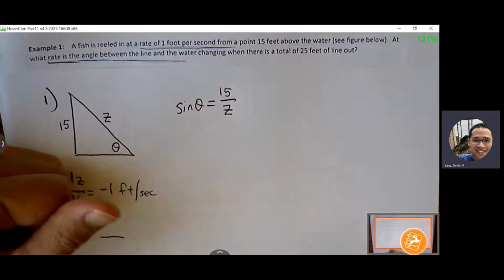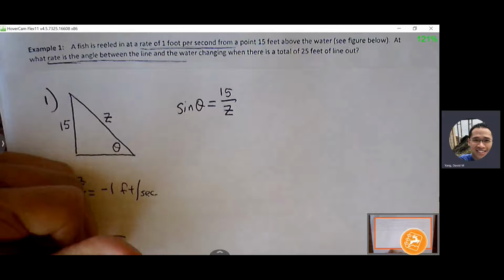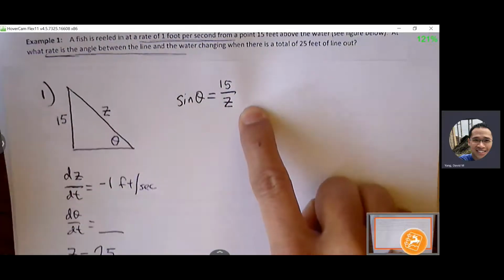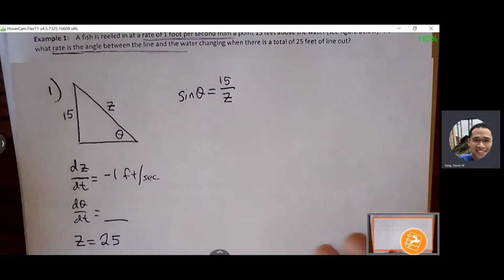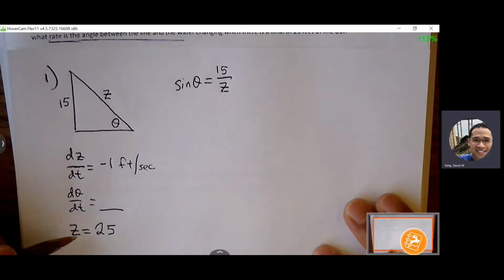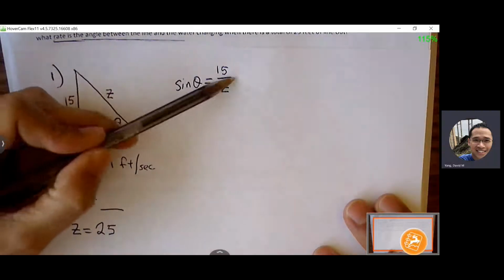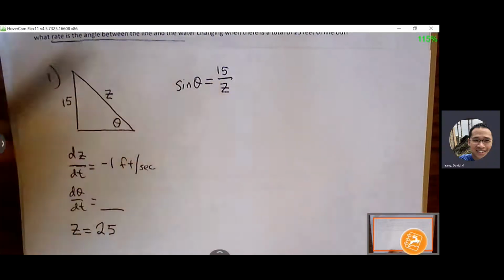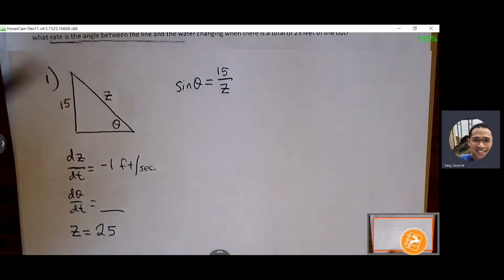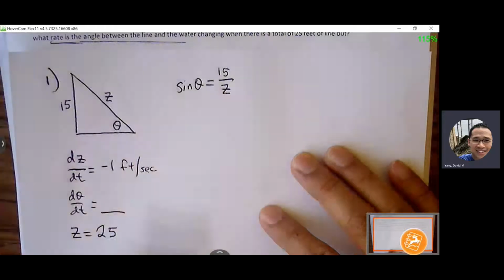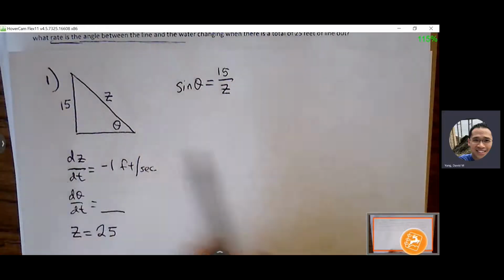z equals 25. Now, careful, we don't want to insert 25 into the equation because we don't want to lose the ability to find a derivative. So we are going to use that 25, but not too early, okay? We want to hold on to that z at least until the derivative is found, and then we can feel free to start involving the 25. Okay, so we have everything that we need.